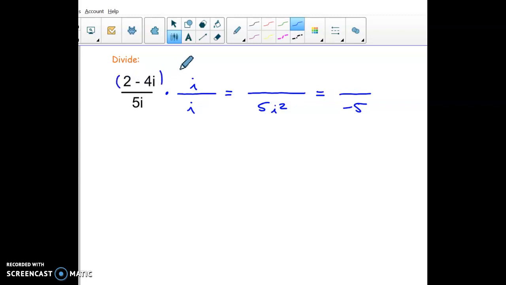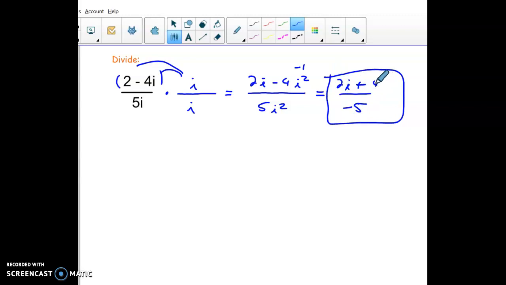Okay, and up top, when we multiply by i, we'll get 2i minus 4i squared. And then the i squared again becomes negative 1. So this becomes negative 4 times negative 1. So it becomes a plus 4. Okay, and that's it. All right, so we got rid of i in the denominator. It's no longer there. You can have it in the numerator, just not in the denominator.